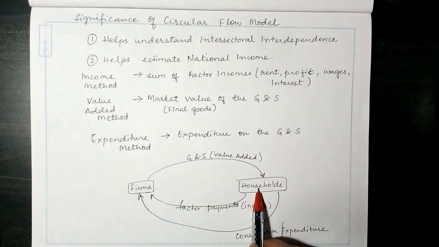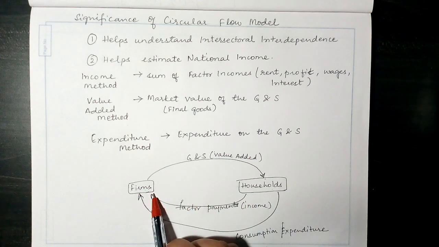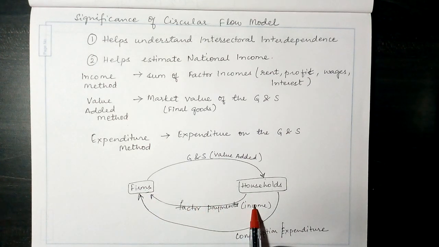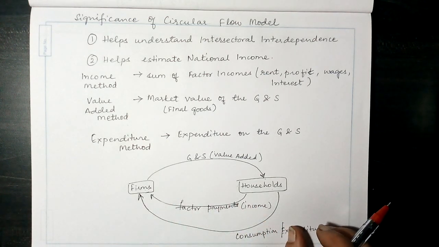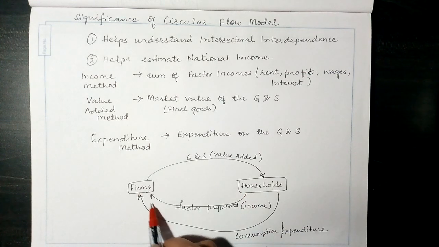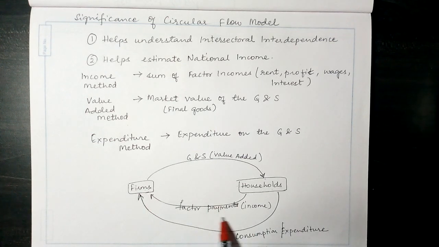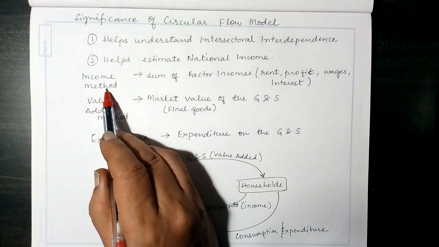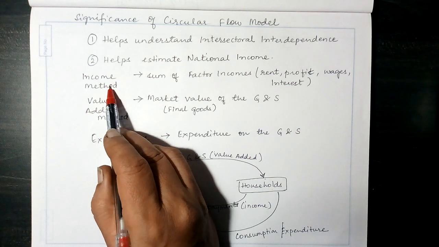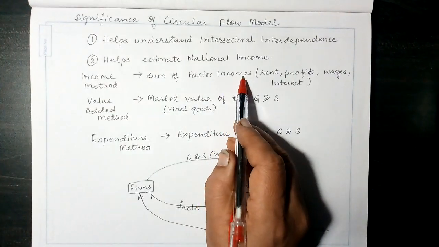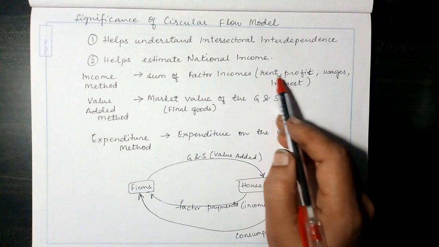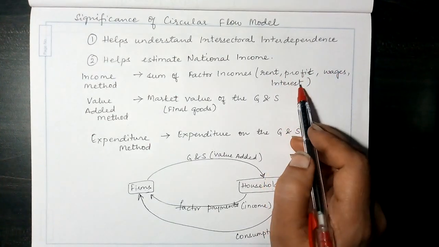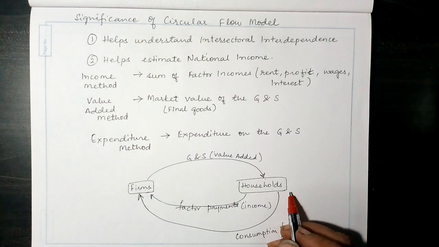Then next, the households make factor payments. That means they utilize all their income in buying the goods and services. With the assumption that they do not save any money, they would spend all their money on the goods and services to satisfy their needs. So if all the incomes are put together, then we have the income method of calculating national income. What is this? This is the sum of all the factor incomes. The factor incomes are due to the factor services. What are those? They are the rent, profit, wages and interest earned by the households.